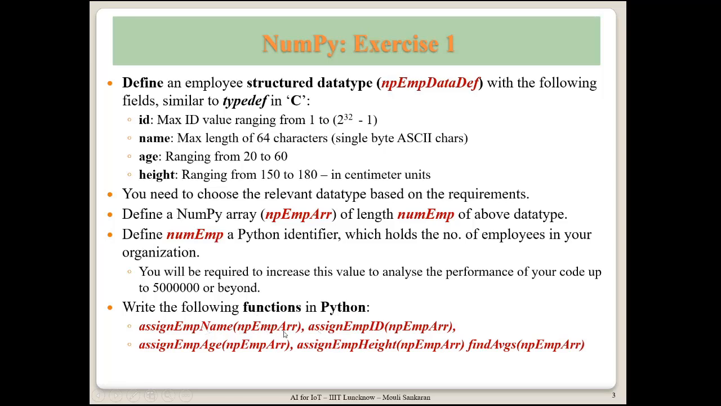You write it as a function, pass the array into them, and you should initialize all the entries that you have created for the employee. So age you have to enter. I will tell you what age to enter, and then employee height has to be entered, and then you have to write a function also to find the average of both age and height. What is the average age of your employees, average height of the employees in the organization. So these are the things you need to do.